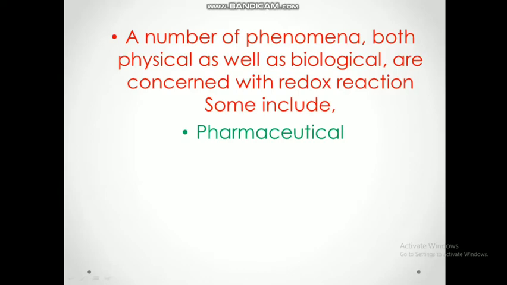First one is pharmaceutical. Pharmaceutical is a field where the production of medicine occurs. The production of one medicine will need more than 100 steps or reactions, and most of them will be redox reactions. The next field is the biological field. Many reactions are involved in our body, the human body, even the plant body. For example, if we cut a fruit and keep it outside in the air, the color of the fruit changes, right? That is also a redox reaction. Like that, there are a lot of biological reactions in which redox is involved.